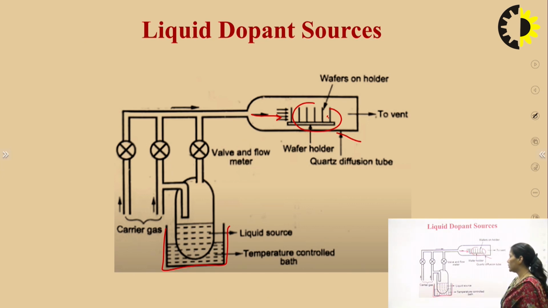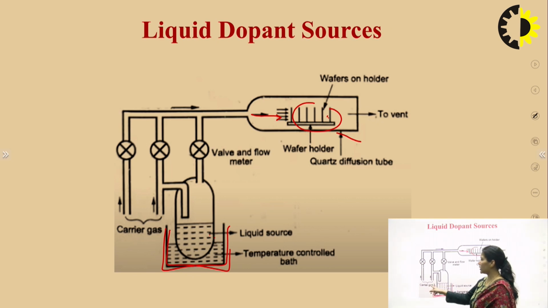Here this tube is carrying the liquid source. What is the role of this outer bucket? It is giving a particular temperature so that the liquid source can be converted into vapors.